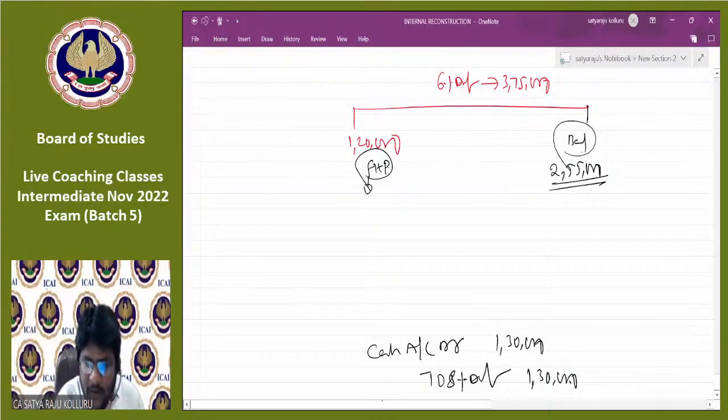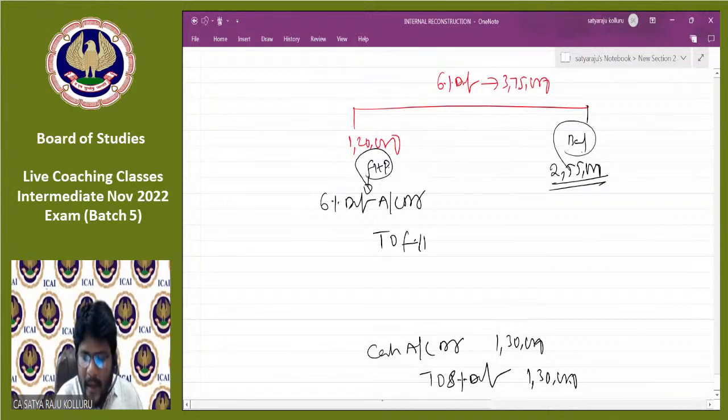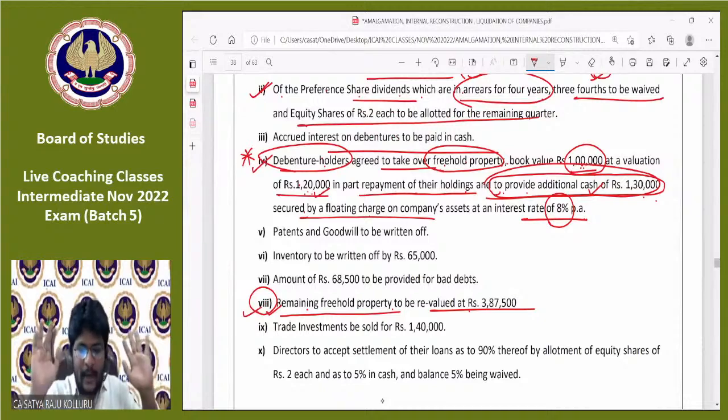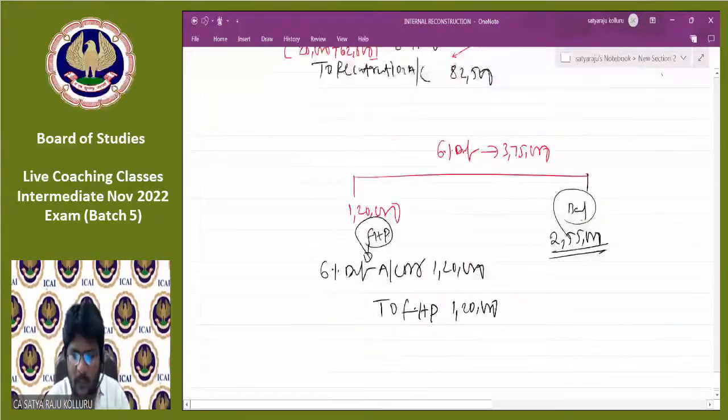Now, for this, what is the journal entry? 6% debentures account debtor to freehold property account. Actually, first you need to transfer to debenture holders. 6% debentures account debtor to debenture holders, then debenture holders to freehold property. I made the direct entry, which was 1,20,000. Now, what is the impact of point number 4 and point number 8 combinedly? Total 3 entries will be coming into the picture.